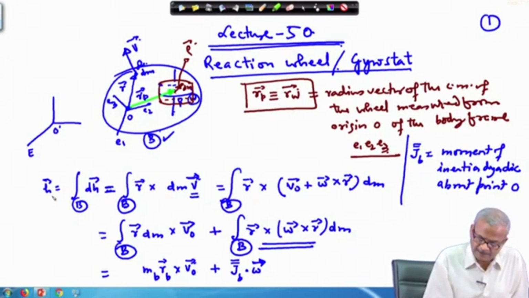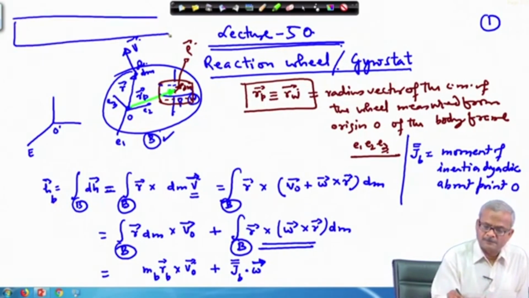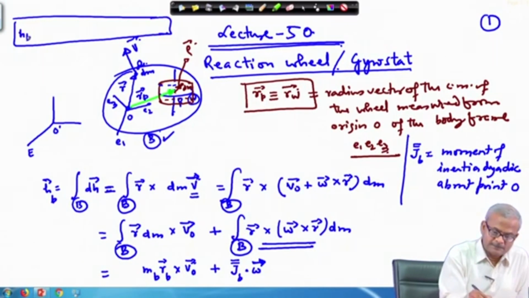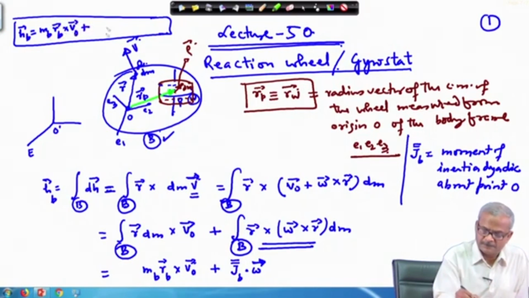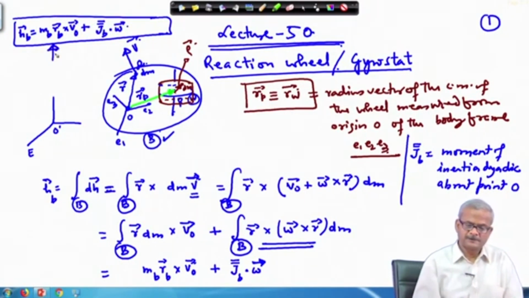And here we will write H b. So, we should write here as a conclusion H b equal to m b r b cross V 0 plus J double bar b dot omega. This is our main result.